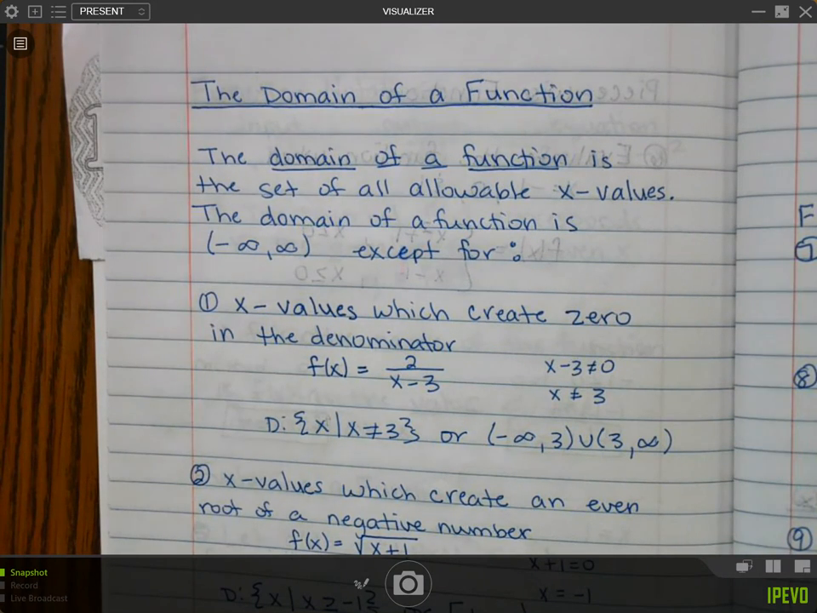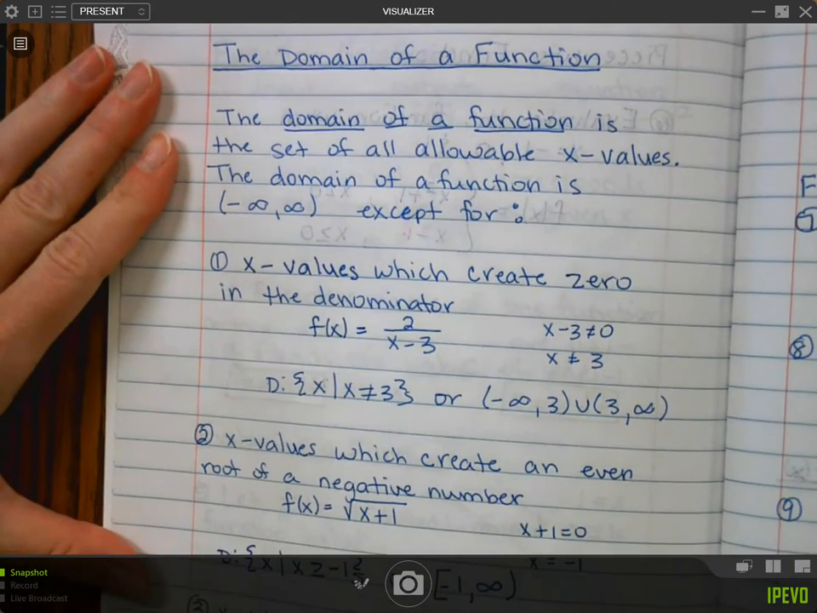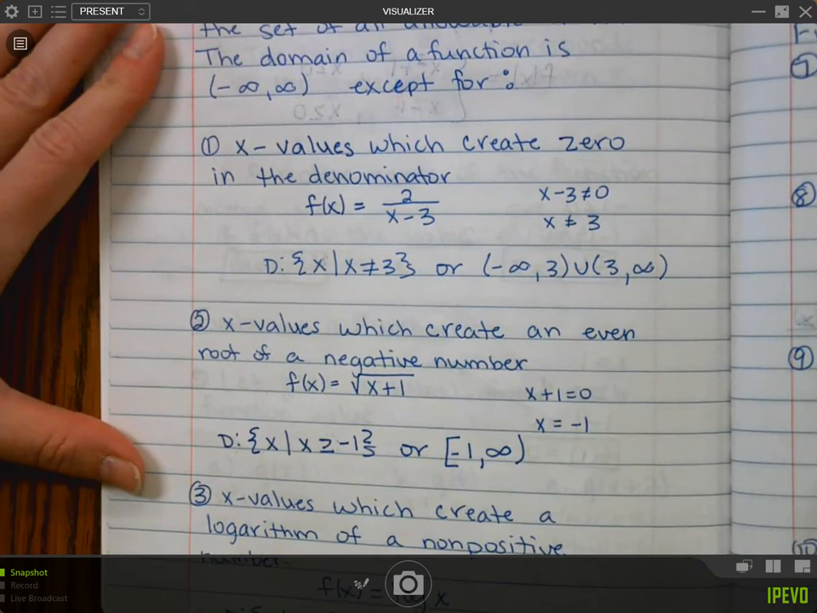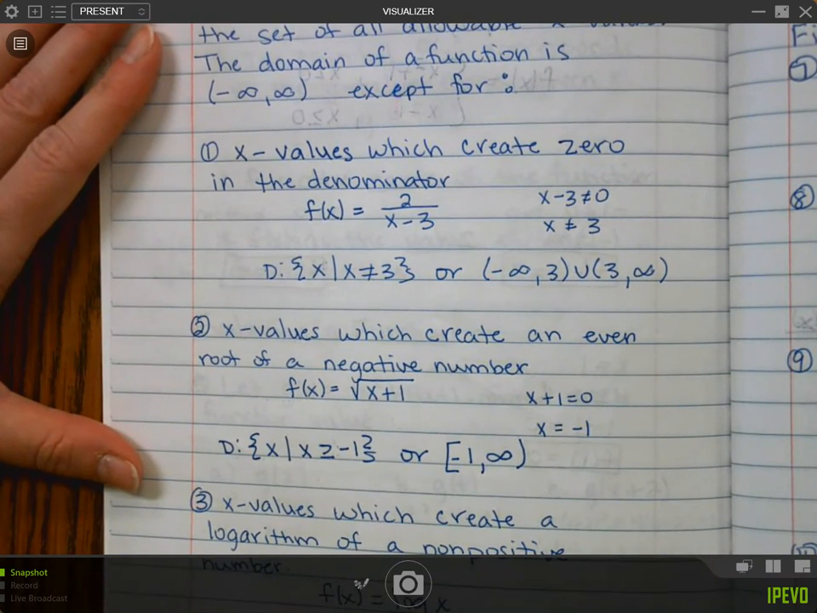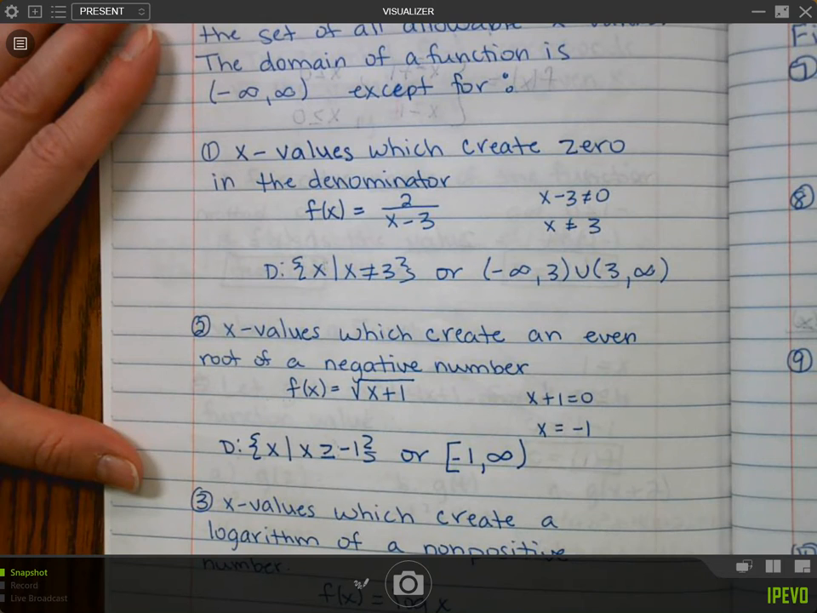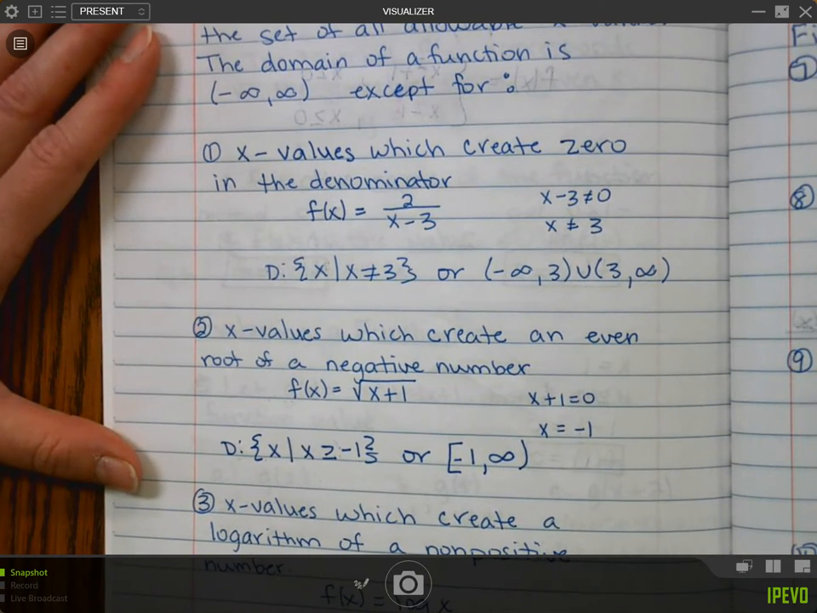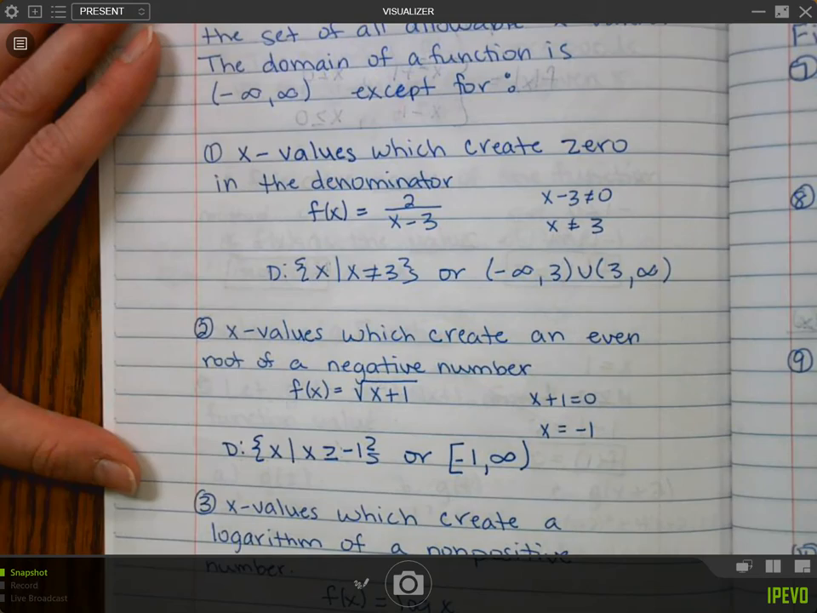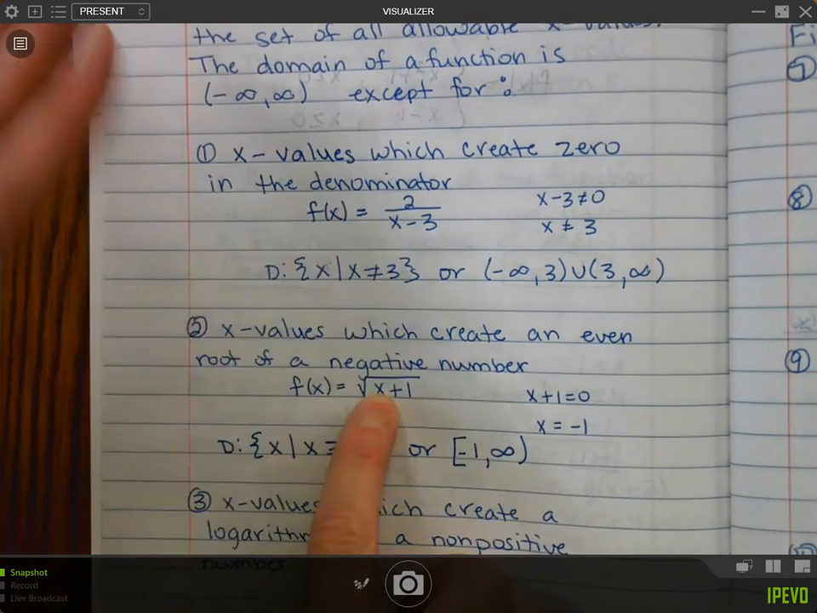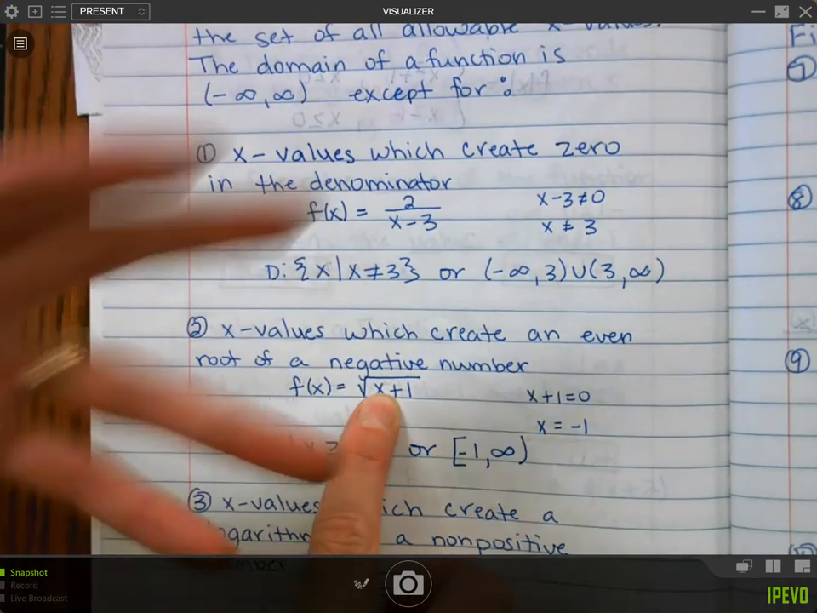I just need you to pick your favorite way to write it and to recognize those two things if you see them in a multiple choice situation. All right. Exception number 2, values that create an even root of a negative number. So you can't take the square root of negative 4 because square root means what number times itself. And so to get a negative, you have to do a positive times a negative. So you can't do square roots of negatives without getting imaginary numbers, and we don't include imaginary in the domain of our function.